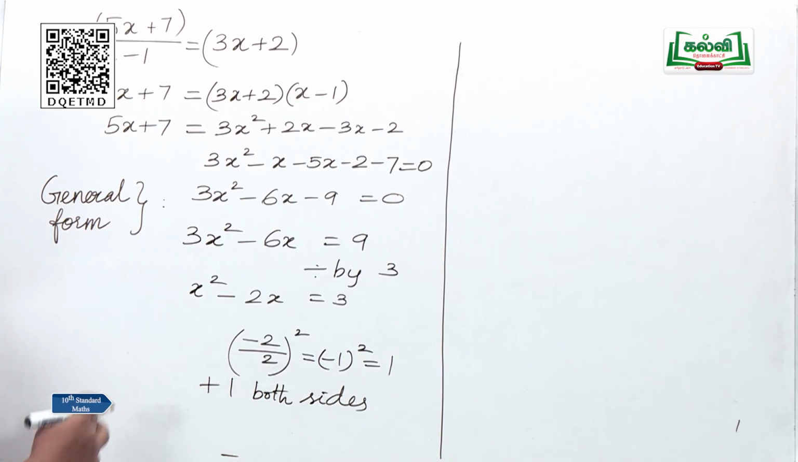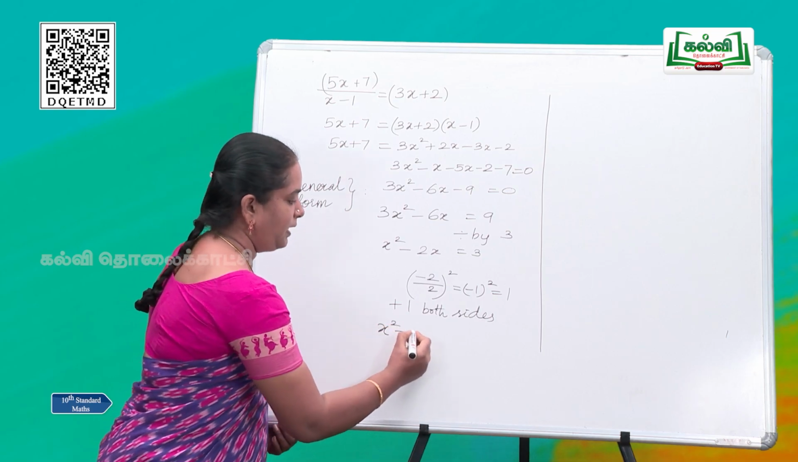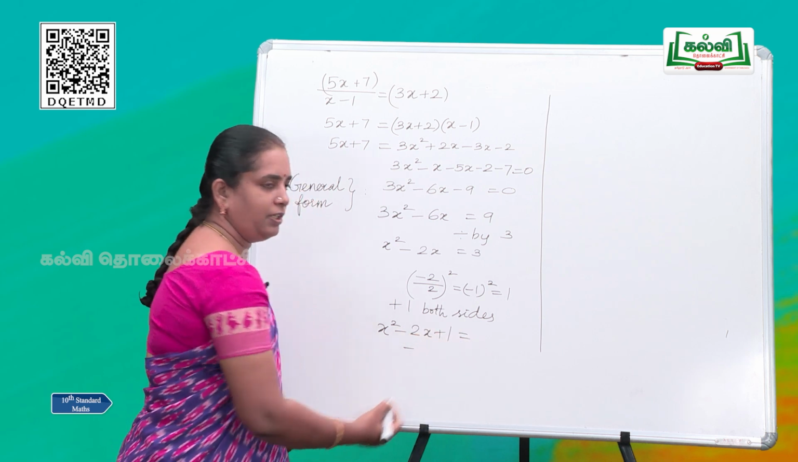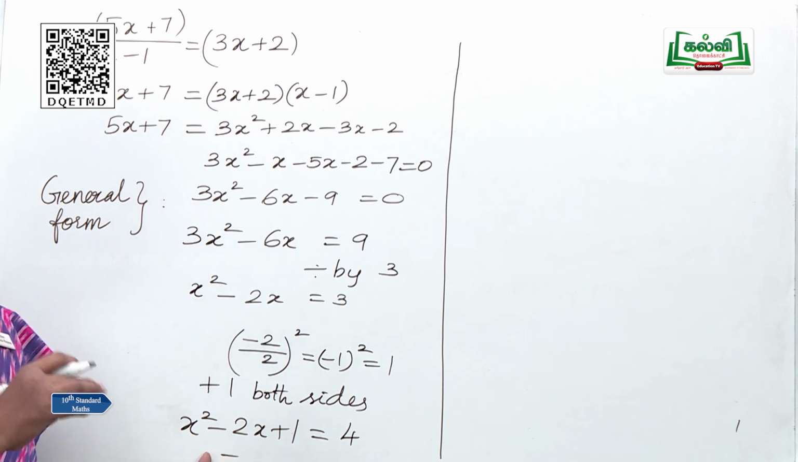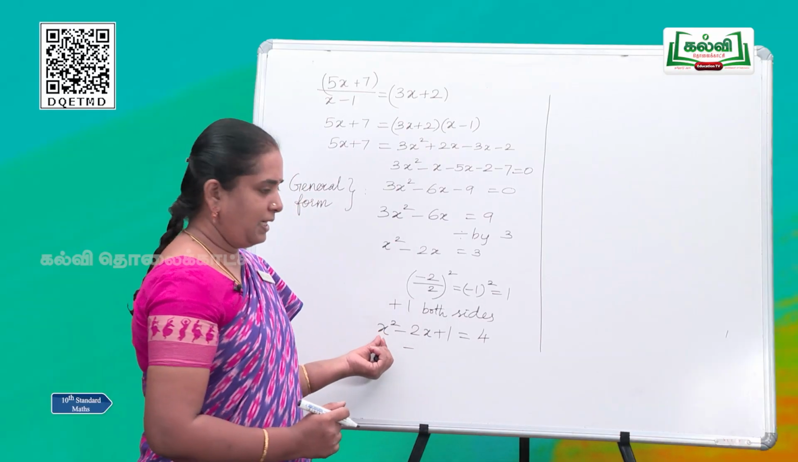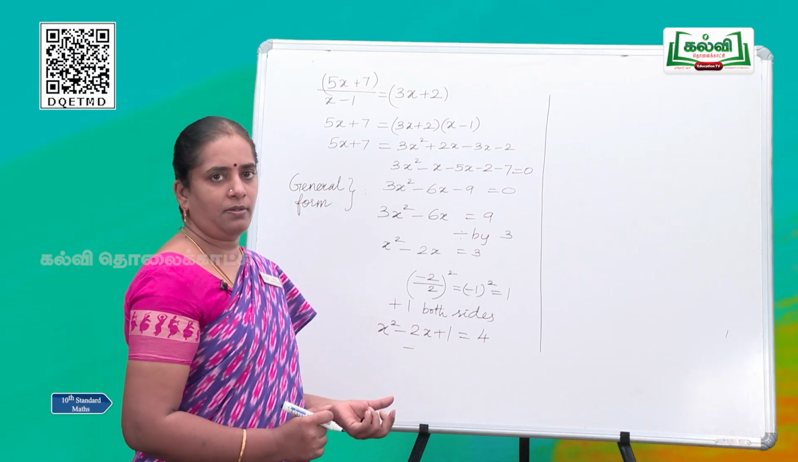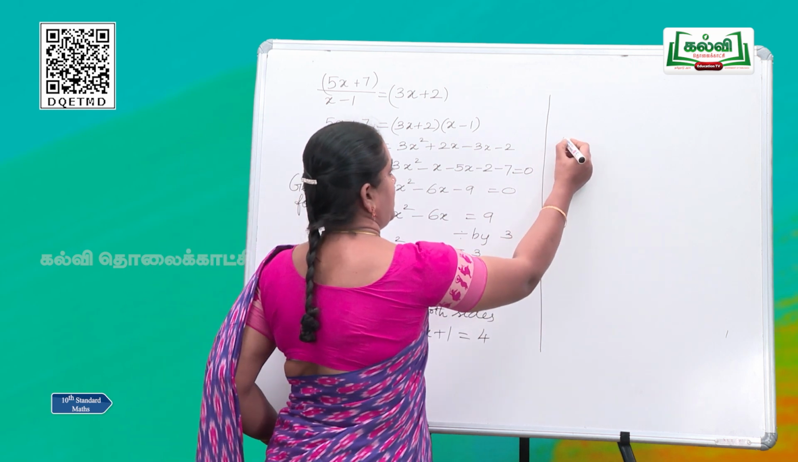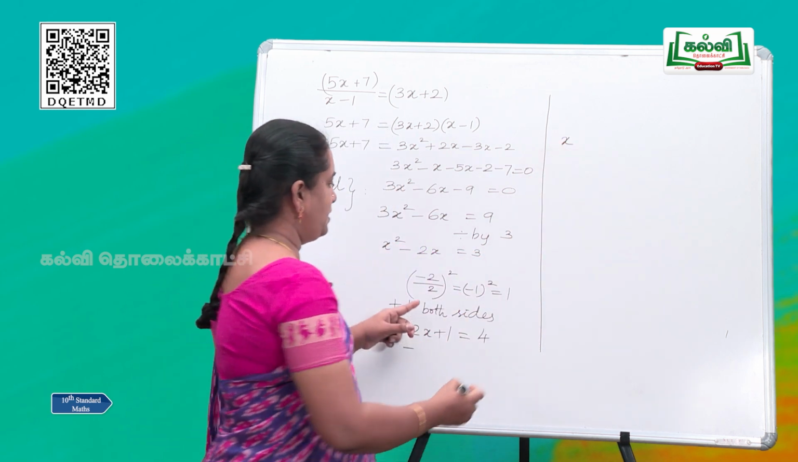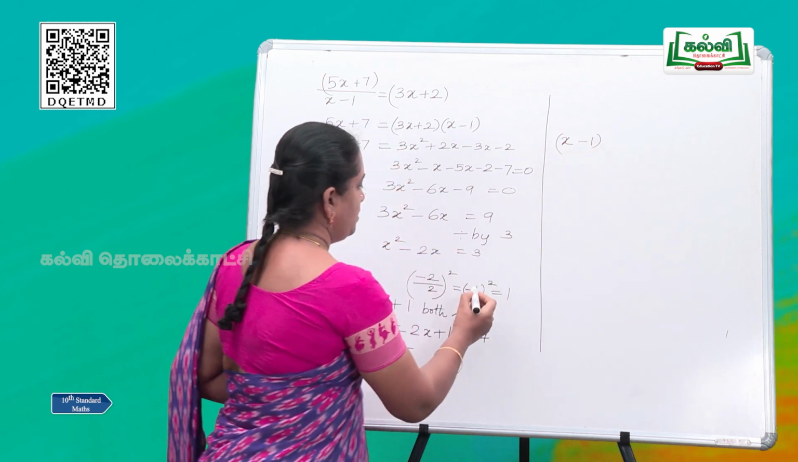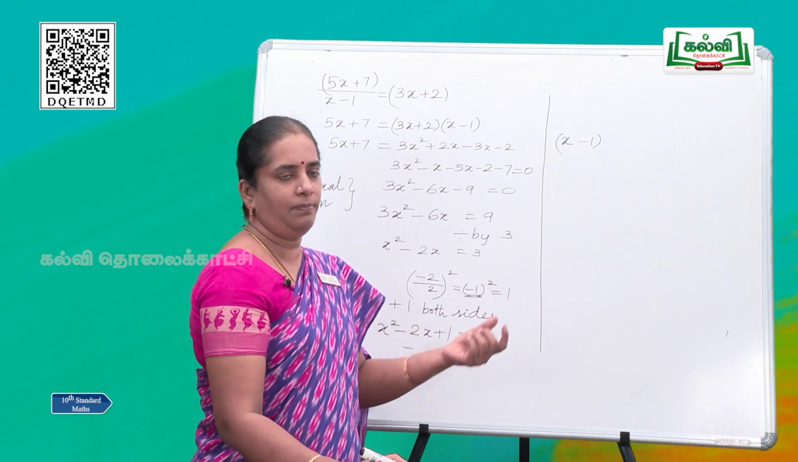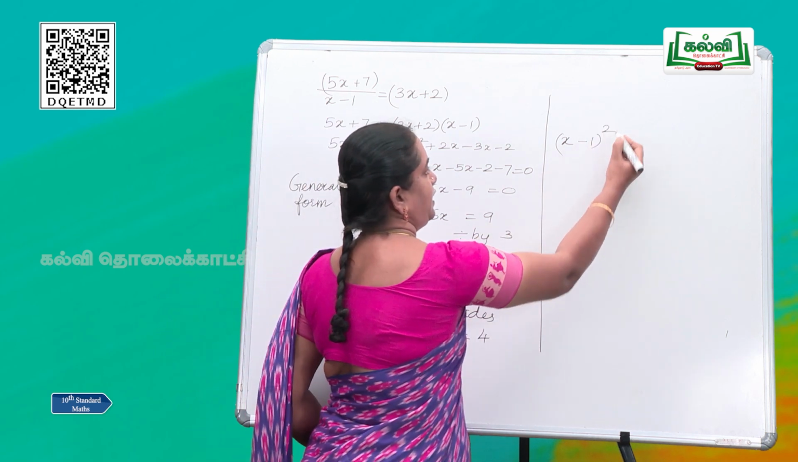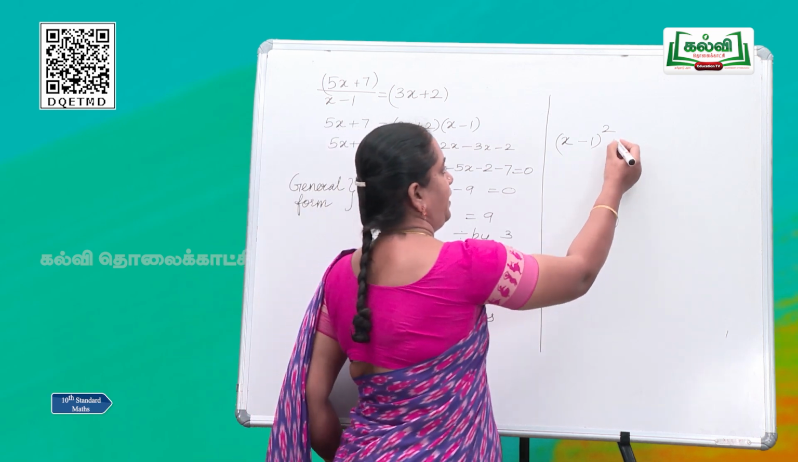So, adding 1 both sides we get x square minus 2x plus 1 is equal to 3 plus 1 is 4. See the left side, it is a complete square. So, we have completed the square now. So, see the left side, a square minus 2ab plus b square, it is in that form. So, a is x and our b is minus 1. The number we have squared is called as b. So, x minus 1 the whole square is our left side. So, in the right side we have 4.